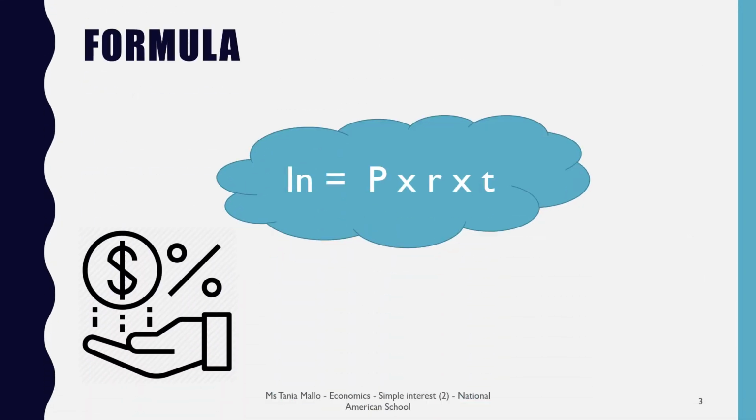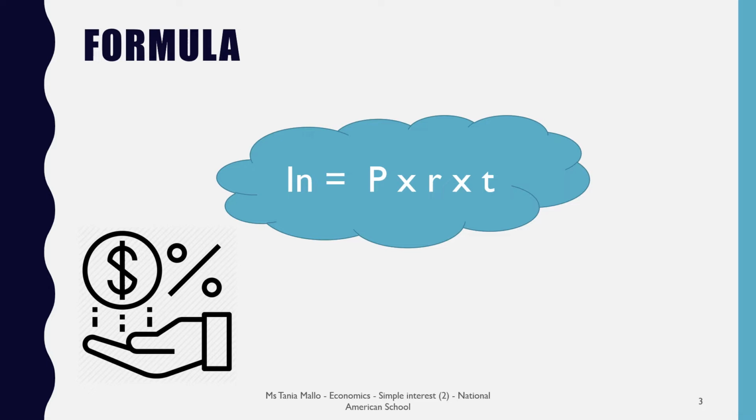So as we explained, IN is the interest amount and the formula is P times R times T. P is the principal amount that someone wants to loan or borrow. R is the interest rate, and T is the period. R is always in years. T can be in years, in months, in days, etc.